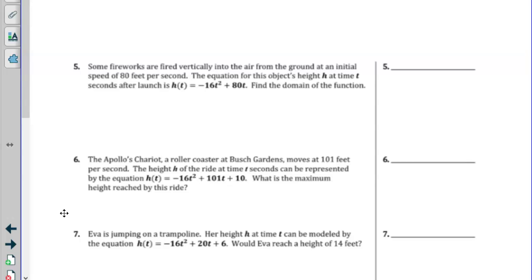They want to know how long it takes to get back down to the ground. So what do I set it equal to? 0. Very good. Negative 16t squared plus 80t equals 0. How am I going to figure out my domain? What do I do to solve this quadratic?